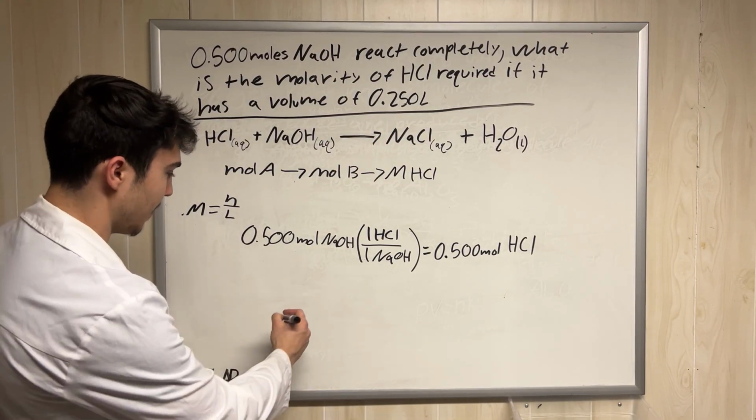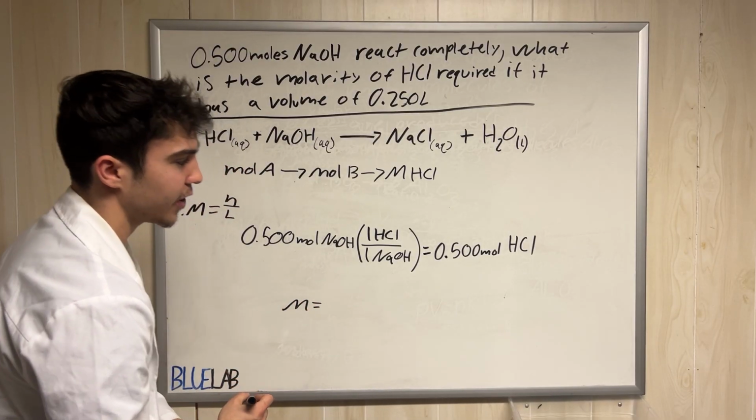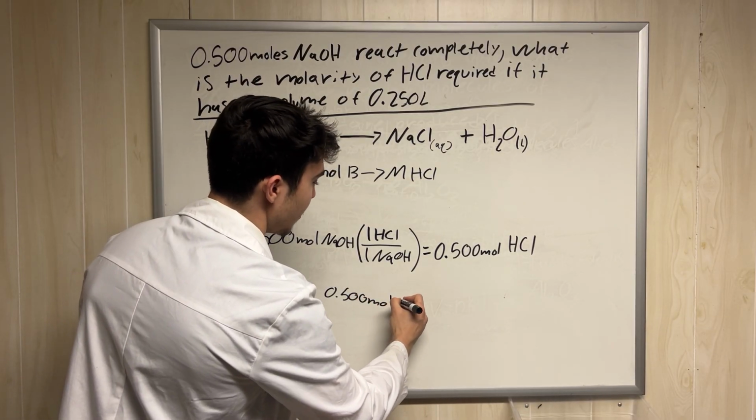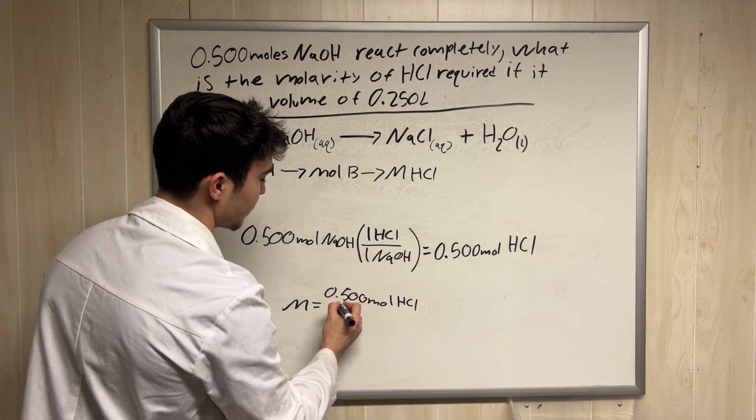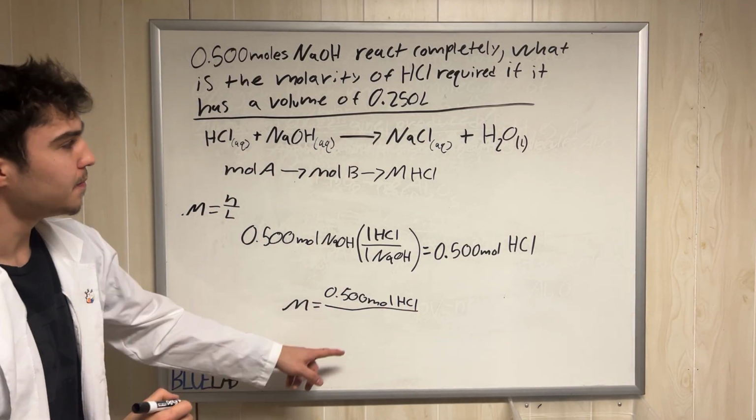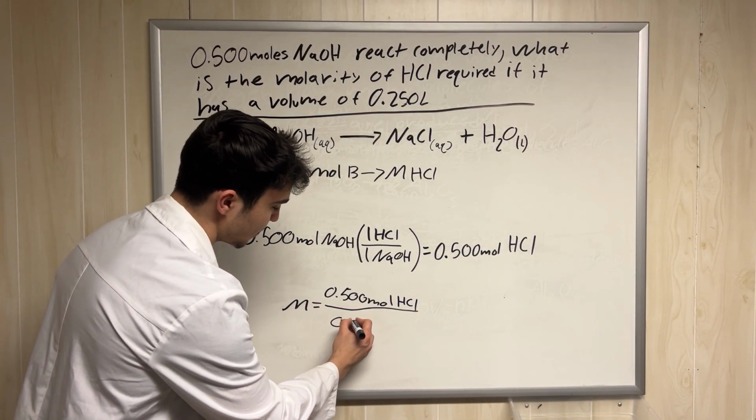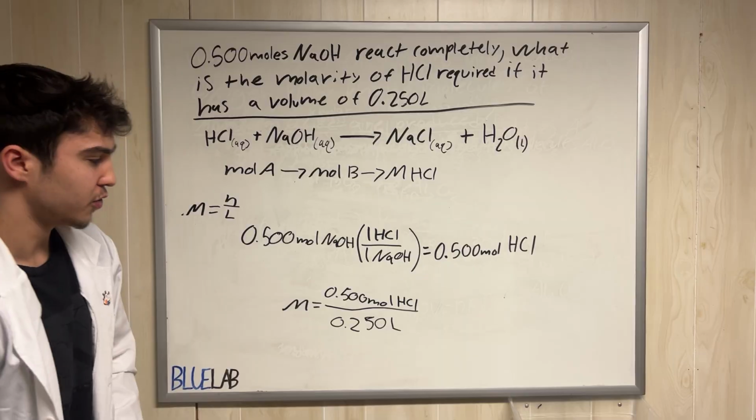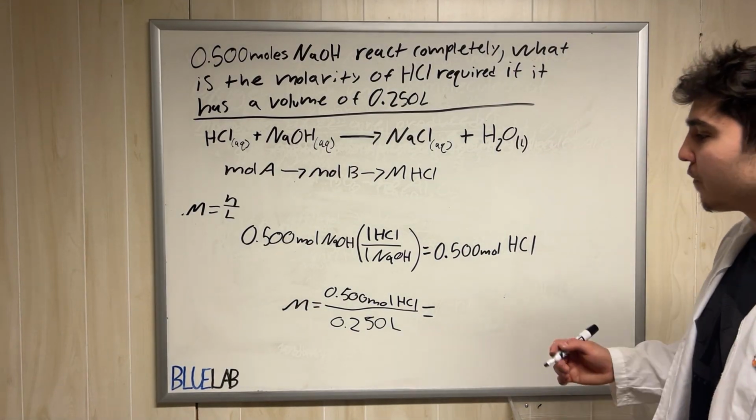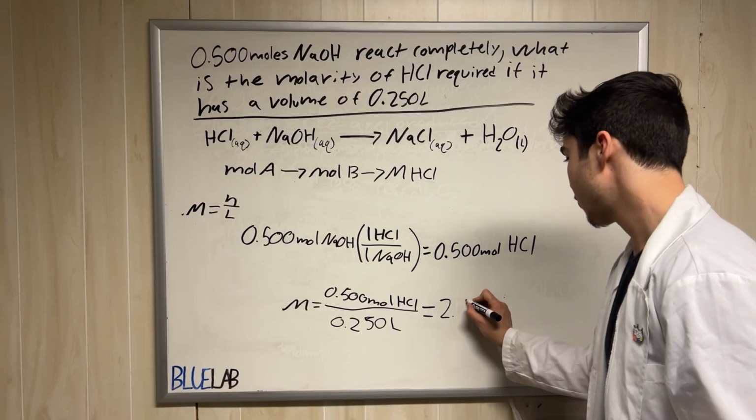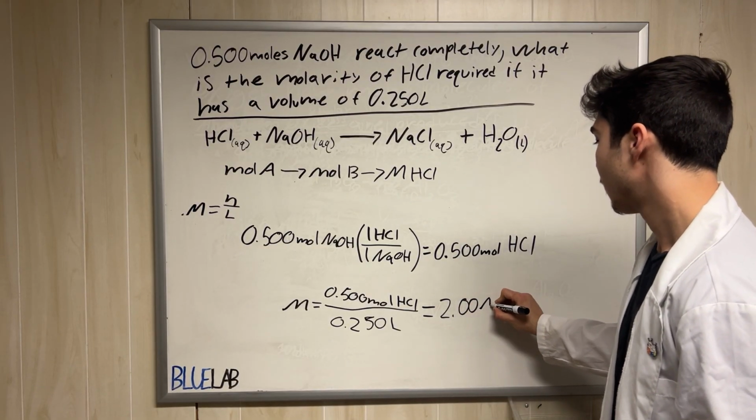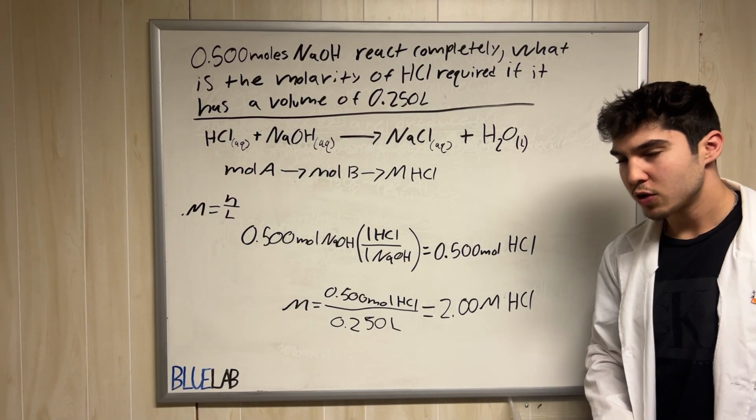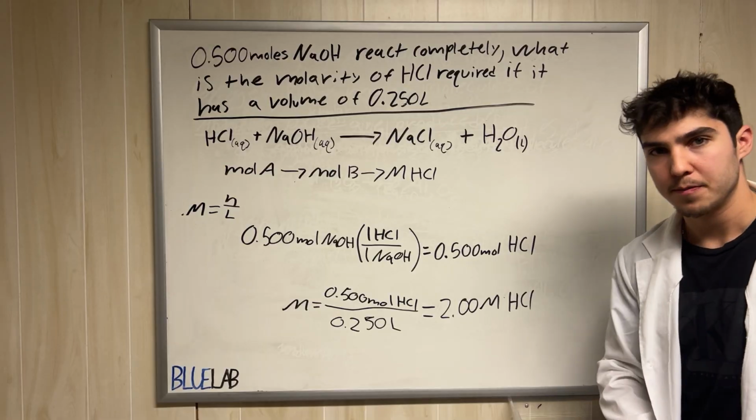So let's just write this out. Molarity equals, in our case, 0.500 moles of HCl per 0.25 liters of our solution. After solving, you're going to find that we get simply 2.00 molar HCl. And when you're working through the arithmetic, don't forget about your significant figures. Here, we have 3.